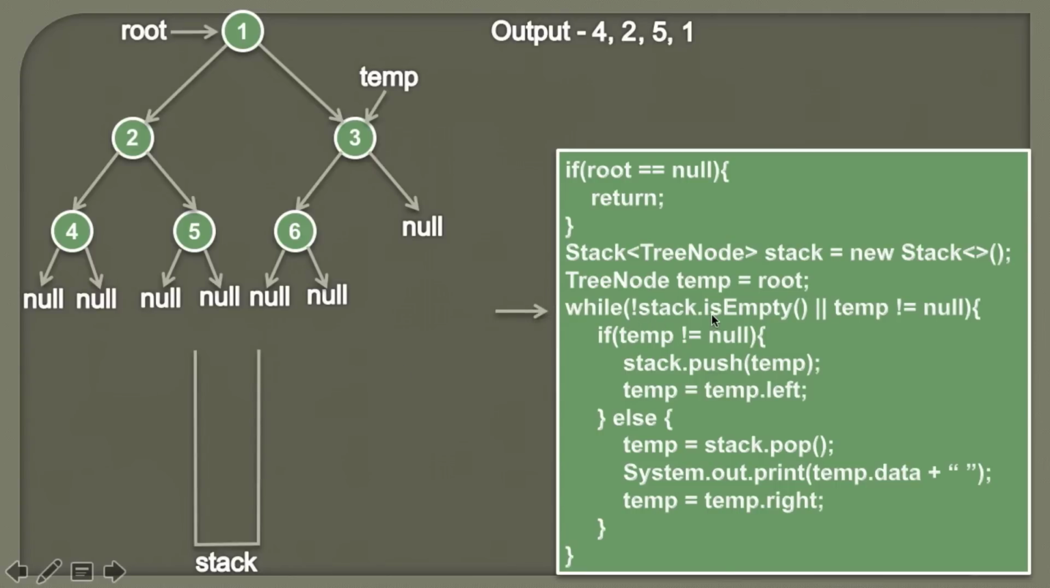Again in the while block we'll check whether stack is empty or not. So here you can see stack is empty. So the first condition comes out to be false, but here you can see temp is pointing to the node 3, therefore it's not equal to null. So the second condition comes out to be true. So here the overall condition comes out to be true and the while block executes. So here we will check whether temp is equal to null or not. So currently temp is pointing to the node 3, therefore it's not equal to null. So the condition in if block comes out to be true.